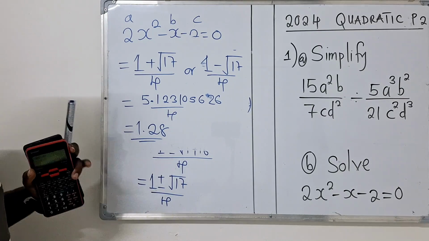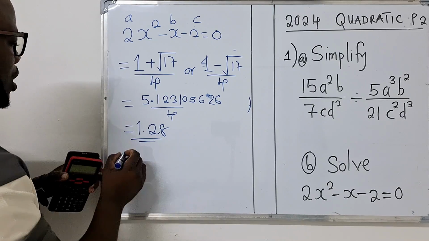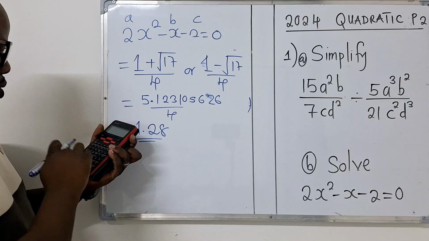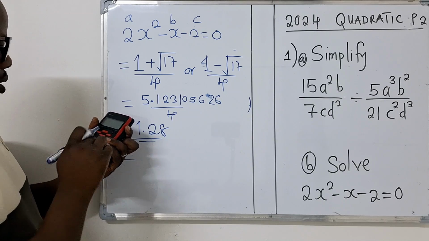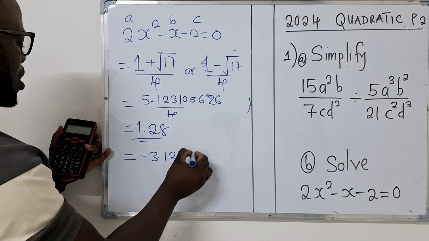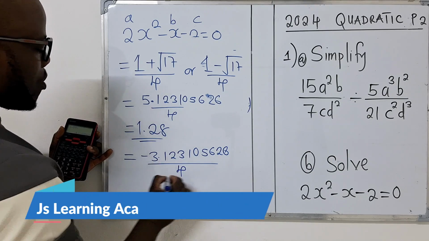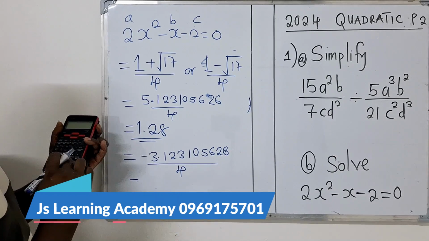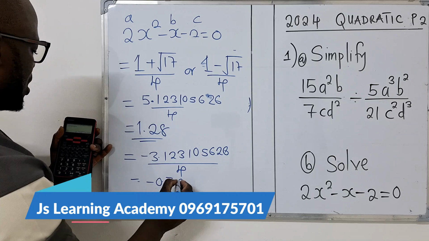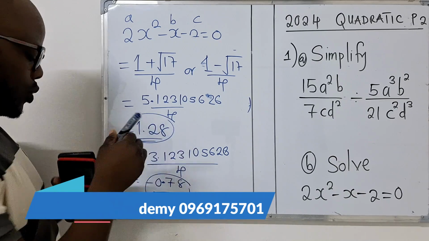Okay. For the next solution, of course, we'll just say equal to, we shall punch in 1 minus the square root of 17. It's giving us a negative 3.123105626. Then we divide by 4. This, of course, is giving us a negative 0.78 as our answer. So these are the two solutions.